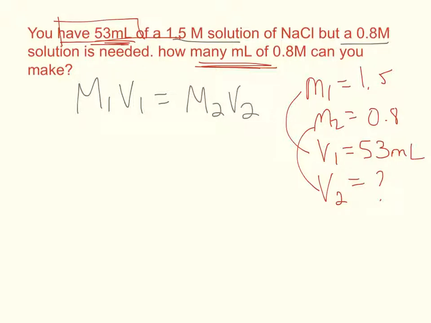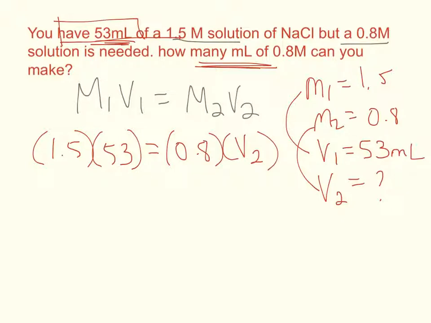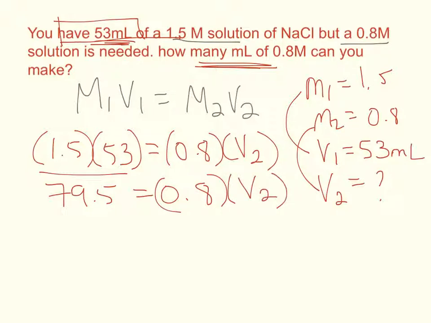So the first thing I'm going to do is plug the numbers we were given into the equation. We have 1.5 multiplied by 53, equal to 0.8 times V2, but we don't know what V2 is, so that's what we're going to solve for. First I'm going to combine our left side, and brackets beside a number, as shown here, mean multiplication. So we have 1.5 multiplied by 53, and that gives us 79.5.